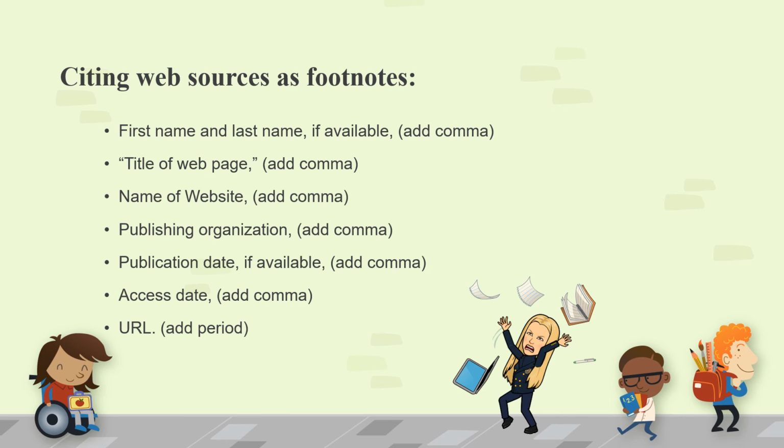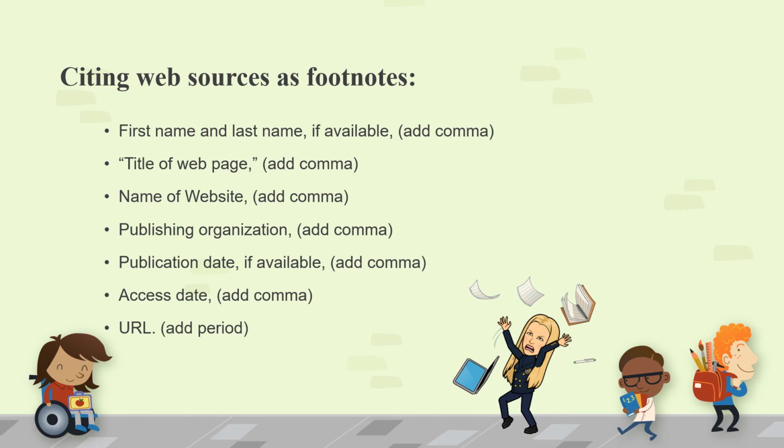So if you know the author of the website or the organization that publishes the website, that's the first thing you put. Then you do a comma. Next, you do the title of the web page, comma. Name of the web page, comma. This is in case, let's say you get something from NPR. Well, the title of the web page is going to be a little different, and the name of the website is, of course, NPR. Again, we're going to do a comma. Publishing organization, if there is one. If there's not, forget it, comma. Publication date, if available. If not, forget it, comma.